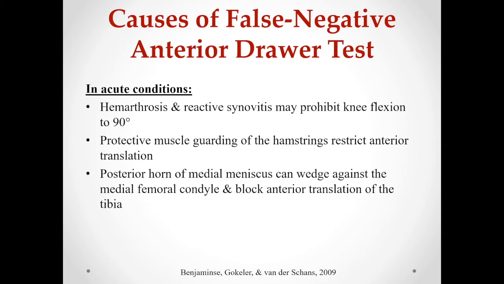The causes of a false negative anterior drawer test include hemarthrosis and reactive synovitis that prohibit the knee from being placed into flexion for testing in the first place, a protective knee guarding of the hamstrings that restricts anterior translation, or a posterior horn of the meniscus becoming wedged against the medial femoral condyle and blocking that anterior translation of the tibia.